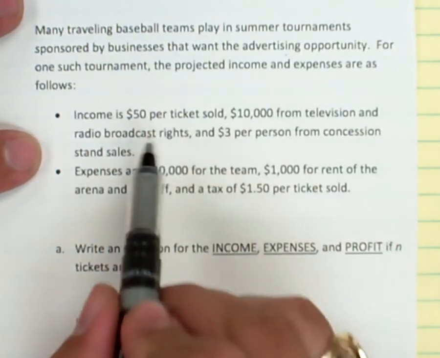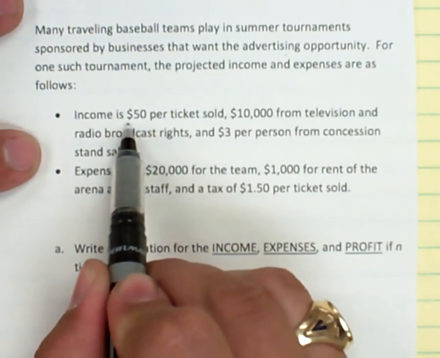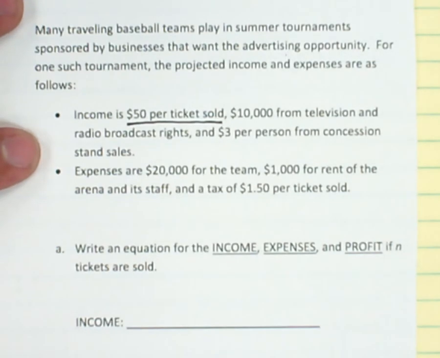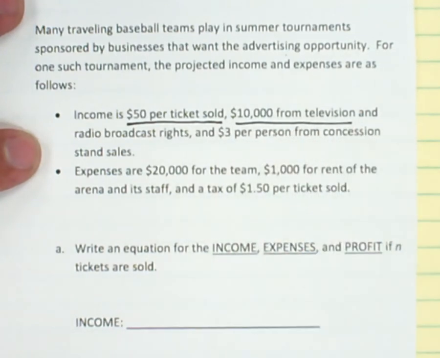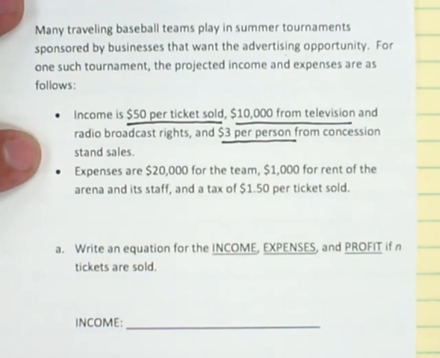How much everything costs? The $50 per ticket. What else? 10,000 from television and three per person. So how would I write this equation for income?